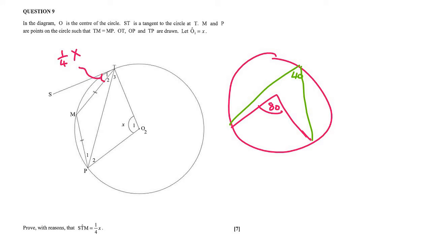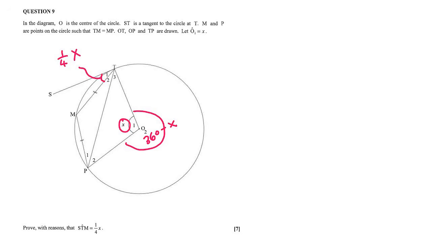But what some students don't know is you can do this in reverse. If you can work out this angle, which would be 360 minus 80, that would be 280, then you can do this, and then this angle would be half of that, so this would be 140. So, if this angle is x, then how much would this be? Well, that would be 360 minus x. So let's say that O2 equals 360 minus x, and that's just angles around a point.